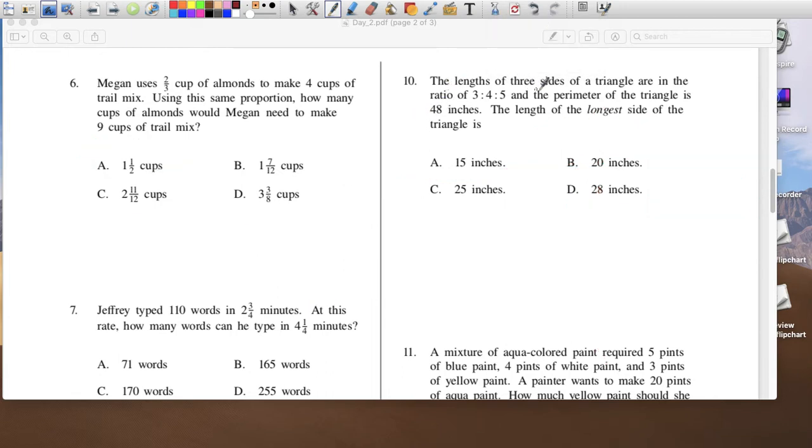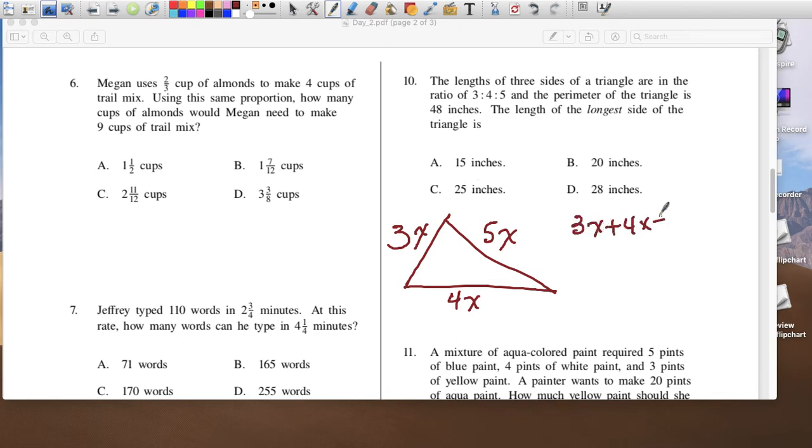10. The lengths of 3 sides of a triangle are in the ratio of 3, 4, and 5, and the perimeter of the triangle is 48 inches. So think about the triangle, right? We don't know the sides, so it's 3x. This one is 4x, and this one is 5x, in that proportion. So we know that if I added these three, it would give us 48. So 3x plus 4x plus 5x, isn't that what perimeter is, adding all the sides? If I added all the sides, I get 48.